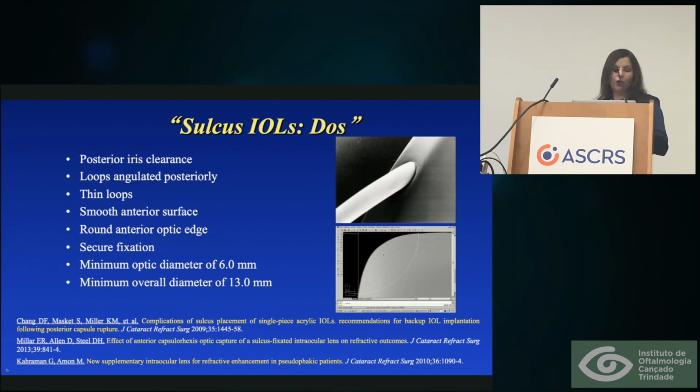The loop should be quite thin, with a smooth anterior surface and round, smooth, regular anterior optic edges, and the IOL should provide secure fixation in the sulcus, so the diameter is actually very important. Minimum optic diameter of 6 millimeters and minimum overall diameter of 13 millimeters.